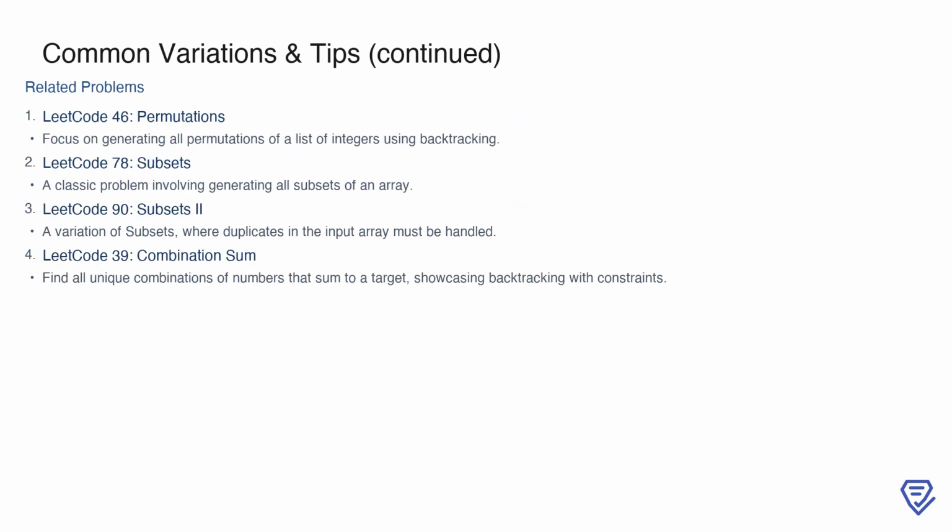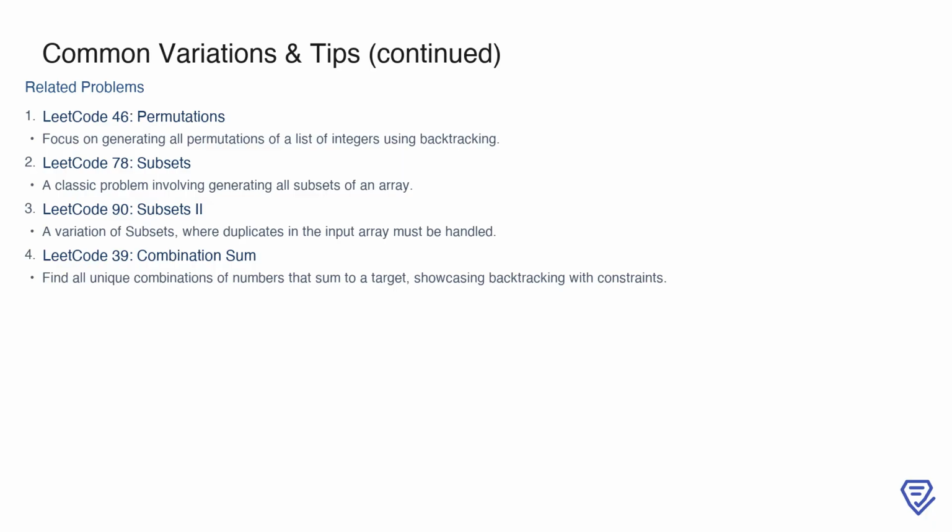To strengthen your understanding, it's helpful to explore related problems that share similar techniques. For example, LeetCode 46 focuses on generating all permutations of a list using backtracking. LeetCode 78 covers generating all subsets of an array, a classic problem that often appears in variations. LeetCode 90 builds on this by introducing duplicate handling in subsets, requiring careful management to avoid redundant results.